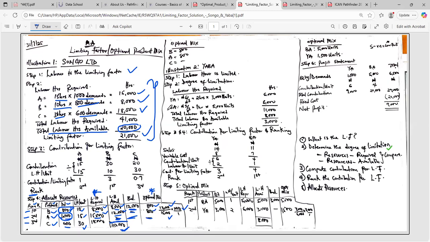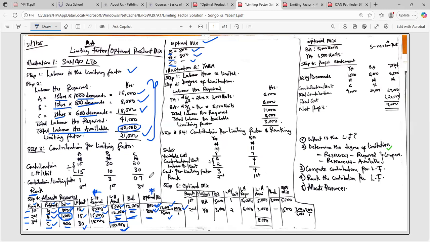Once you are done, please do not stop here. Come out again and write optimal mix. It's very important. Bring out all the products B, A, and C. How many are we going to produce for product B? It is now 800 based on our optimal mix, which is this. How many for A? Another 800, which is this 800. How many for C? Nothing, so it's going to be dash.